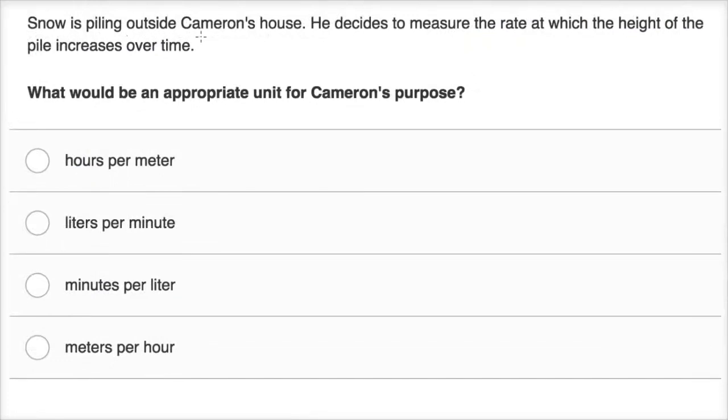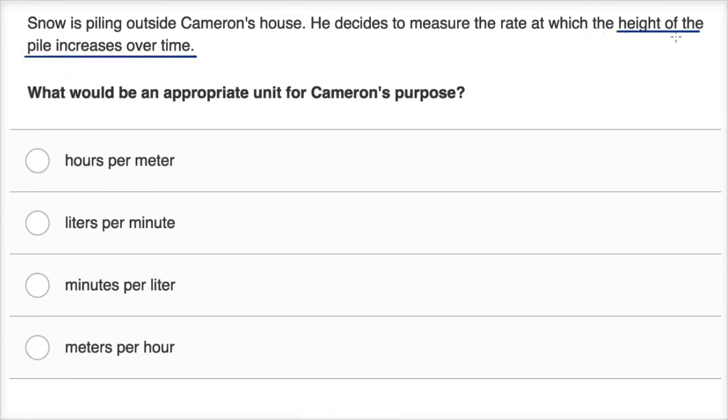Snow is piling outside Cameron's house. He decides to measure the rate at which the height of the pile increases over time. What would be an appropriate unit for Cameron's purposes? And like always, pause the video and see if you can figure it out on your own.